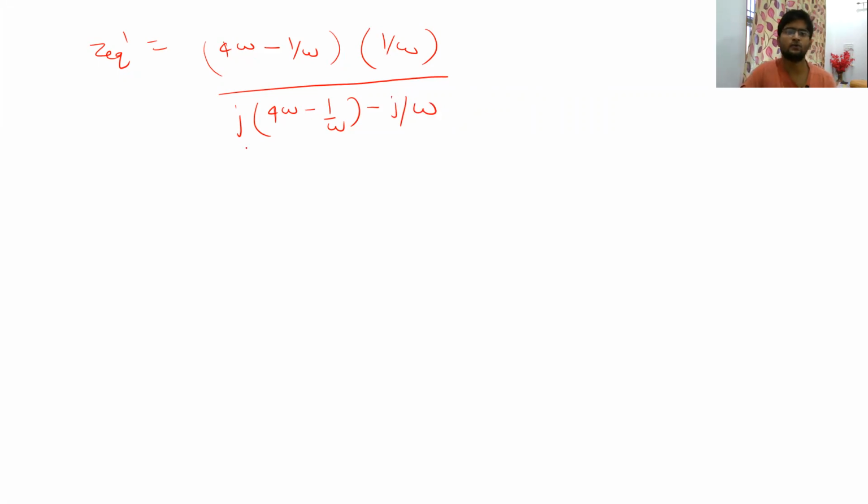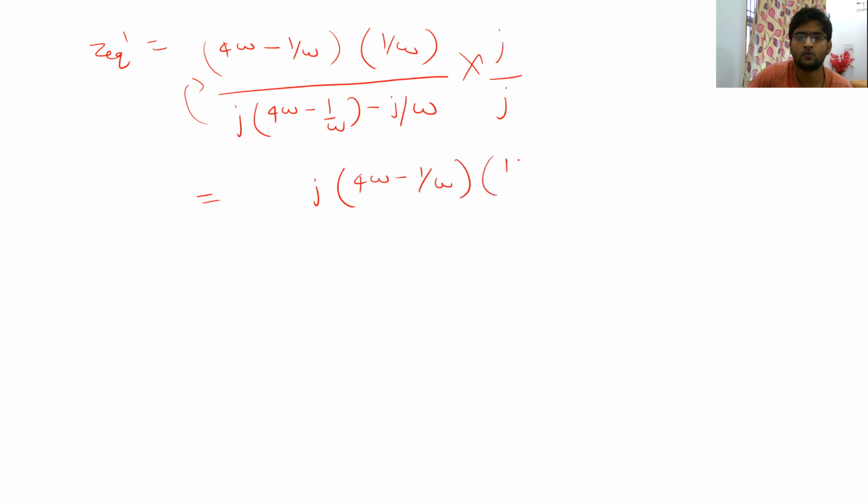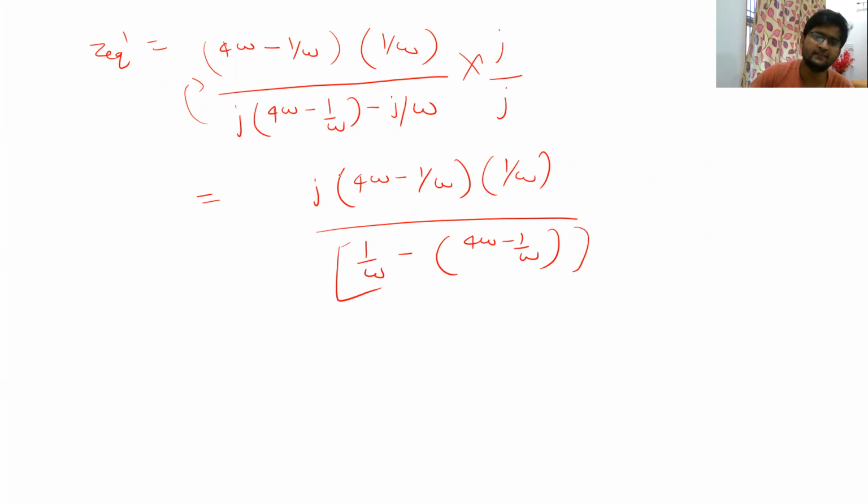So here you can see that your complex term is in the denominator. So what you want to do is put this J into the numerator. So you will just multiply J in both numerator and denominator. From this one, we will basically get J into 4 omega minus 1 by omega into 1 by omega, divided by 1 by omega minus 4 omega minus 1 by omega. So this is all real part, and the denominator has now become completely imaginary. So this is your Z equivalent.